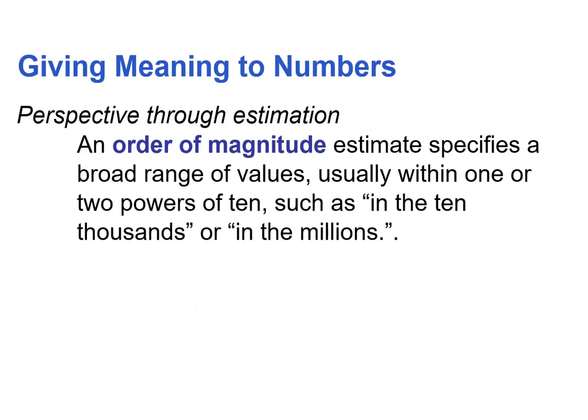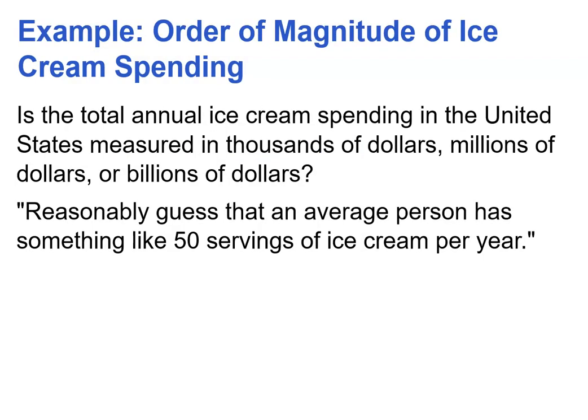Perspective through estimation. An order of magnitude estimate specifies a broad range of values, usually within 1 or 2 powers of 10, such as 1 in 10,000s or 1 in millions. Here's an example. It's the total annual ice cream spending in the United States measured in thousands of dollars, millions of dollars, or billions of dollars.